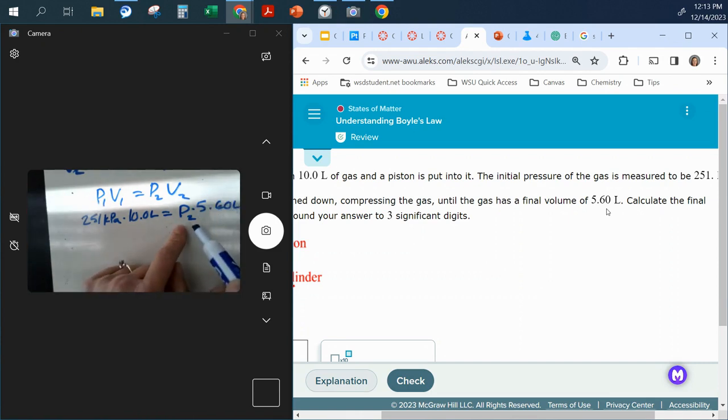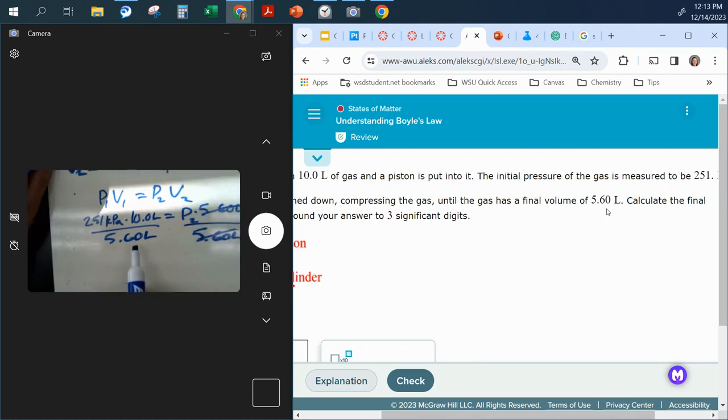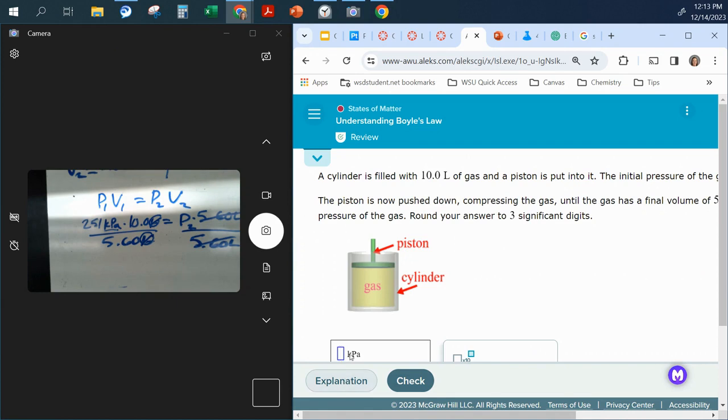So how are we going to solve for P2? Multiply these two and divide by this other one, great, 5.60 liters. These cancel out and we get P2. Look at our units. They should be canceling out: liters on the bottom, liters on the top, and we end up with kilopascals. Let's look at our answer box. It's also in kilopascals, so we don't have to do any unit conversions for this problem. That's nice.